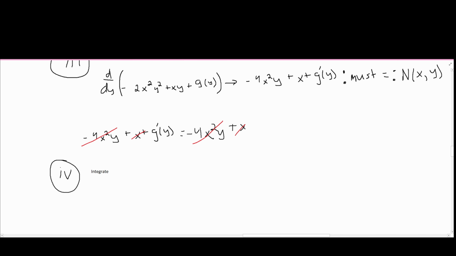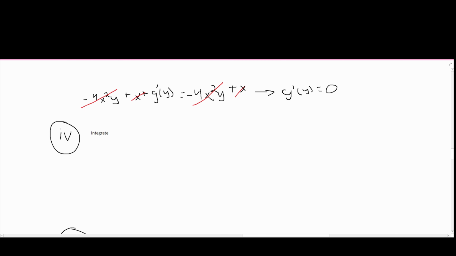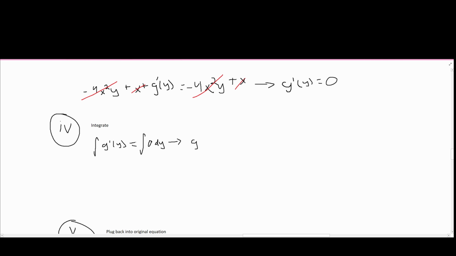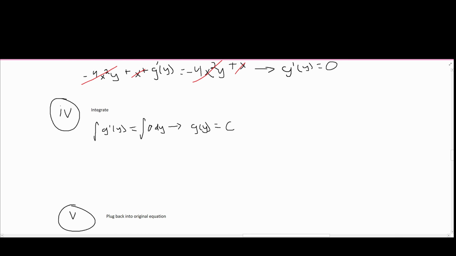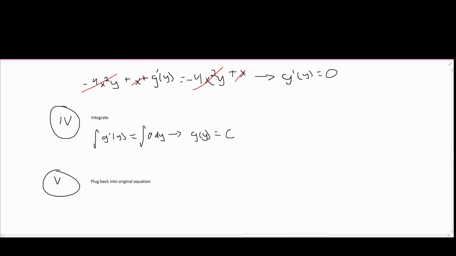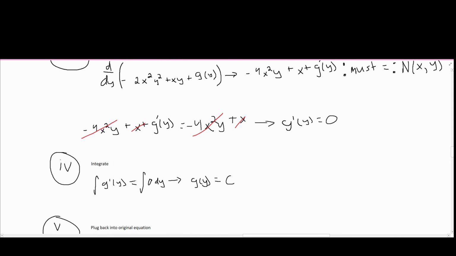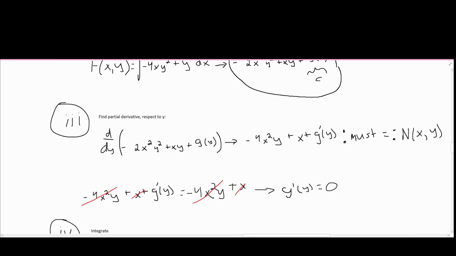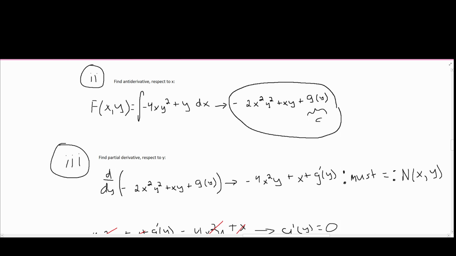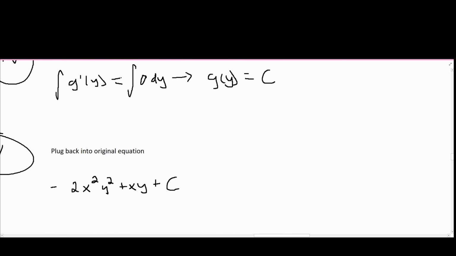That means g prime y is just going to equal 0. And if we integrate this, which is the next step, we get g(y) just equals a constant. So now that we know g(y) is just equal to a constant, we can plug this back into the equation that we found in step 2, this equation right here. So this is what we get.